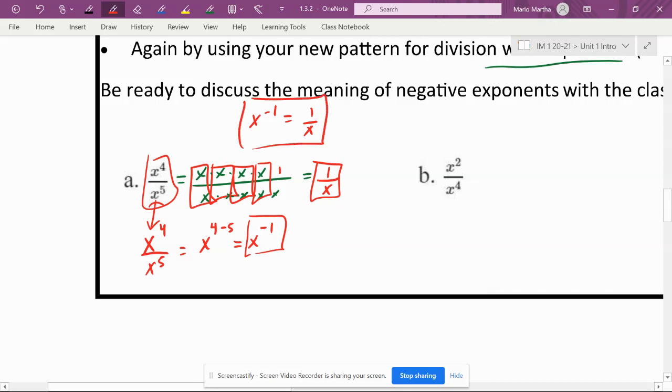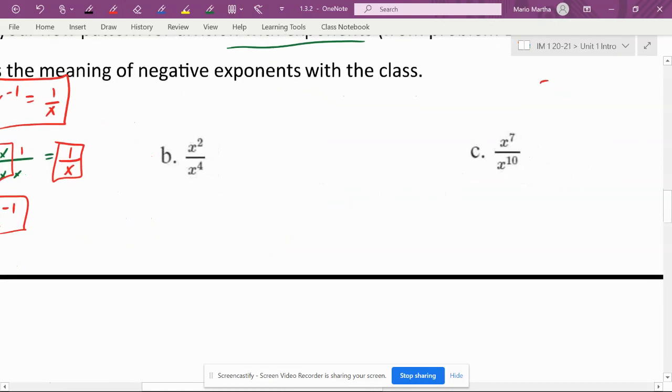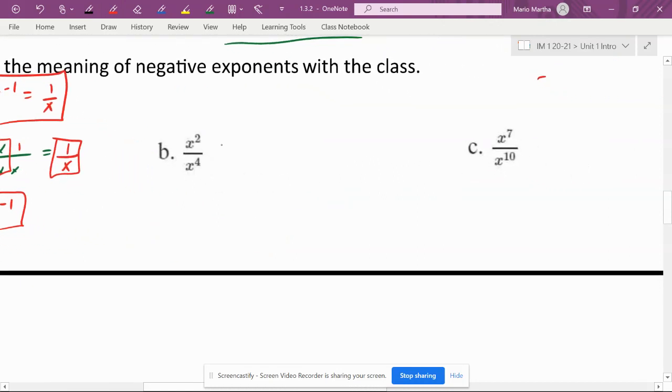So let's see if that repeats again. So problem B, using the first way, use repeated multiplication, you're going to get x times x over x times x times x times x. And then again, you have 1, 2 giant ones. And then remember, there's always a 1 left over on top. So you're going to have 1 over and then 2 x's. So that would be x to the second power.